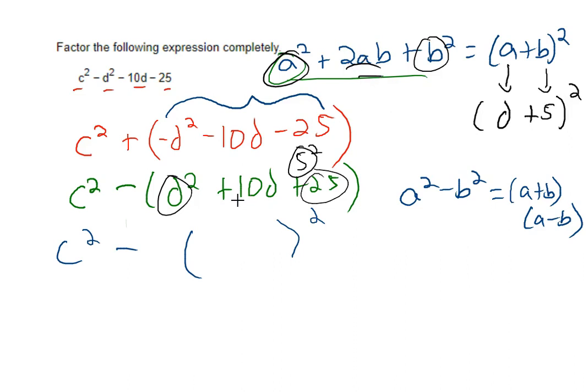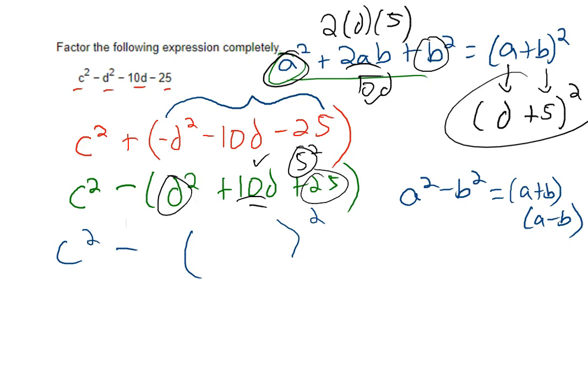Technically, you should check the middle term to make sure that 2 times a times b matches up to this, and it does, right? 2 times d times 5 is going to give me 10d. That's exactly what I have in the middle. So this formula definitely applies to this problem. So I can use this formula to factor it, and I'll get this result. So this is going to factor as d plus 5 squared.